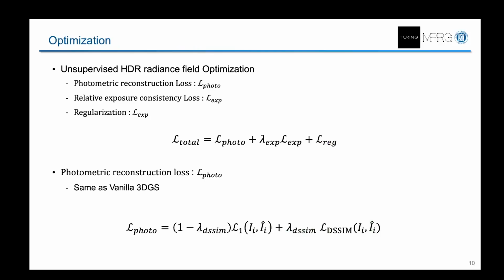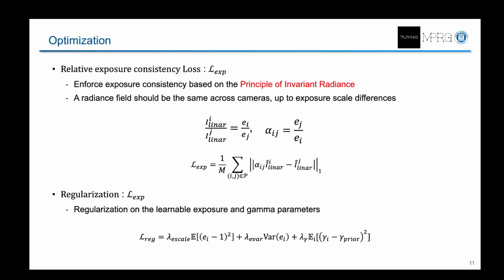We optimize the model with unsupervised HDR radiance. The loss consists of photometric loss, exposure consistency loss, and regularization. The photometric loss is the same as in standard 3D-GS. The key component is the exposure consistency loss. It is based on the principle of invariant radiance. Radiance should be identical across cameras, up to exposure differences. We also regularize exposure and gamma to stabilize training.